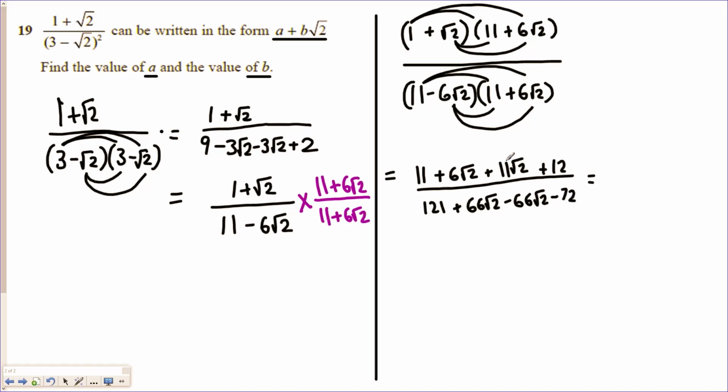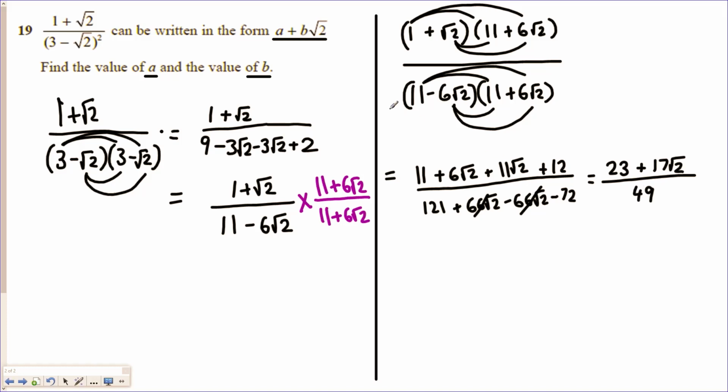Now let's collect the like terms. 11 plus 12 is going to give us 23. 6 lots of root 2 plus 11 lots of root 2 is going to give us 17 lots of root 2, over. The plus 66 root 2 and the minus 66 root 2 will cancel out. So we're left with 121 subtract 72. 121 take away 70 is 51. 51 take away 2 will give us 49.